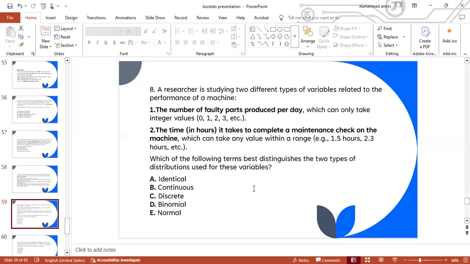8. A researcher is studying two different types of variables related to the performance of a machine. Number one is the number of faulty parts produced per day, which can take integer values of 0, 1, 2, 3, etc. And number two is the time in hours it takes to complete a maintenance check on the machine, which can take any value within a range, for example, 1.5 hours, 2.3 hours, etc. Which of the following terms best distinguishes the two types of distribution used for these variables? A, identical, B, continuous, C, discrete, D, binomial, E, normal.